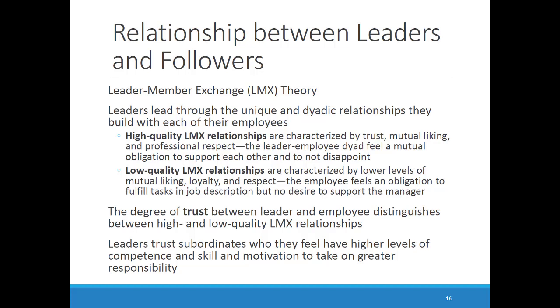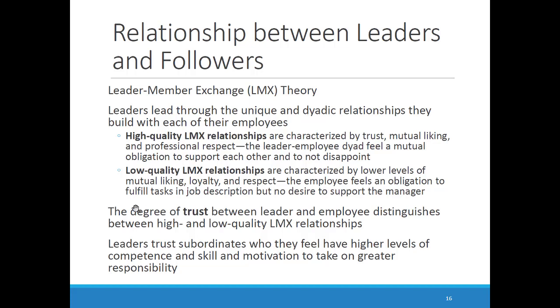So the employee in that case might feel an obligation to do their tasks for their job, but not necessarily in order to support the manager or their leader. They're just doing it because they have to, basically. So they're not going to go above and beyond. So trust is a really important component of leader-member exchange.